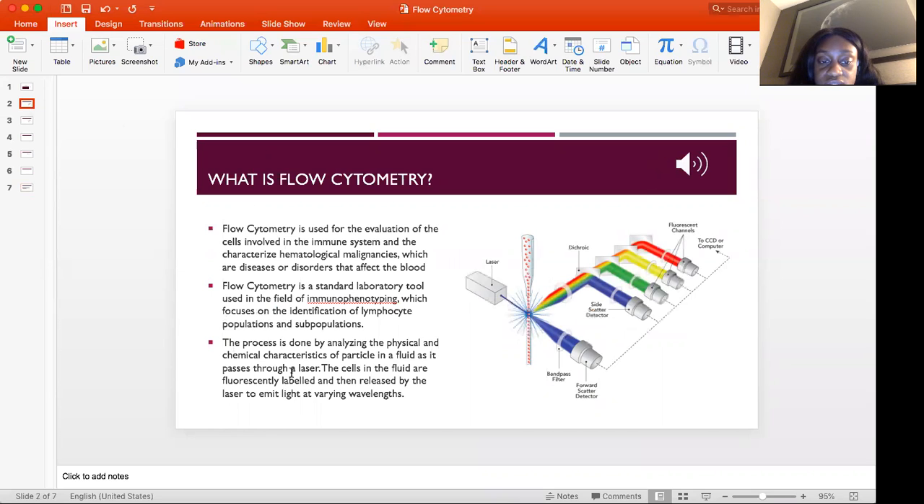The fluid passes through the laser, and the cells in the fluid are fluorescently labeled and then excited by the laser to emit light at varying wavelengths. That allows you to organize and characterize the cells in the blood based on their wavelengths. This is usually done in the field of immunophenotyping, so basically looking at the immune system and what cells are involved in it.